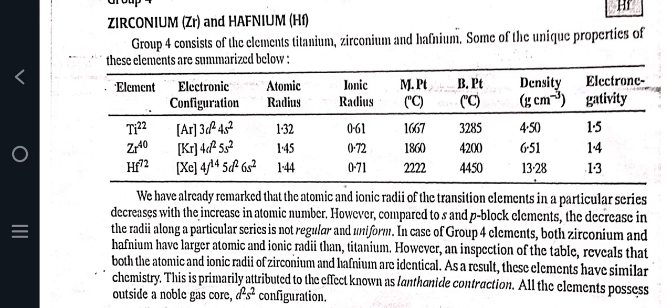However, compared to the s and p block elements, the decrease in the radii along a particular series is not regular and uniform. In the case of group 4 elements, both zirconium and hafnium have larger atomic and ionic radii than titanium. However, an inspection of the table reveals that both the atomic and ionic radii of zirconium and hafnium are identical. As a result, these elements have similar chemistry. This is primarily attributed to the effect known as lanthanide contraction. All these elements possess outside a noble gas core a d2s2 configuration.